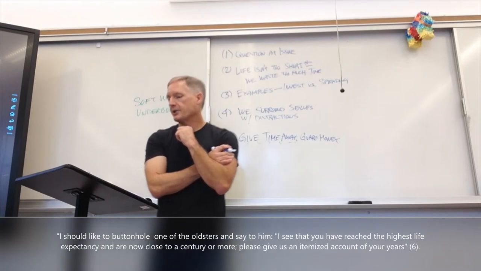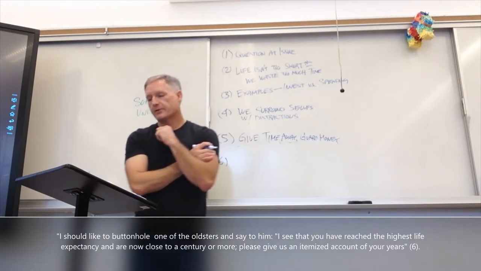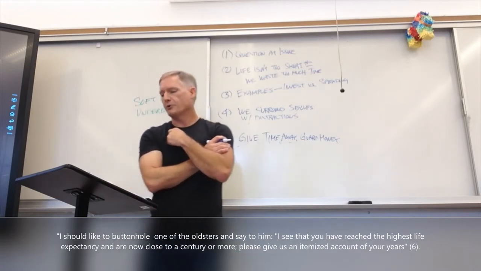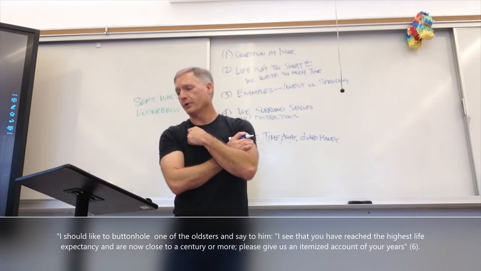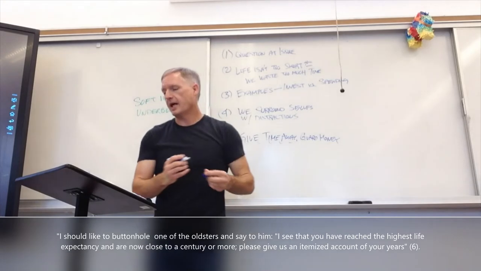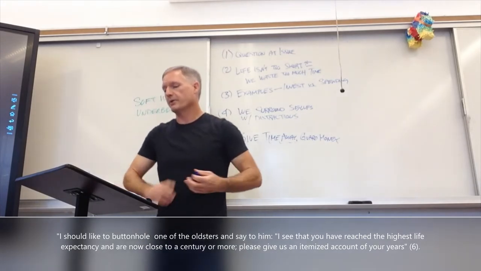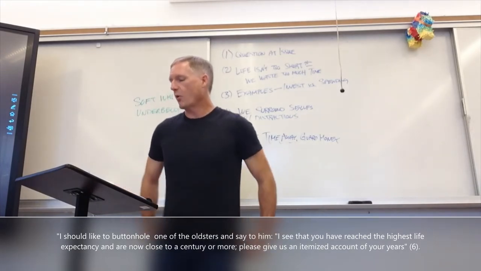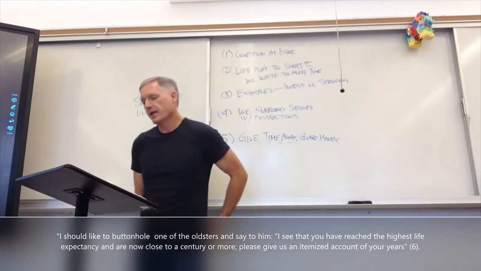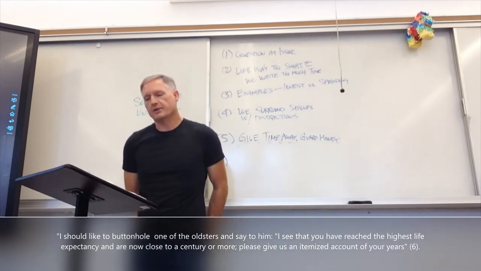I'll just read it. I say that you've reached the highest life expectancy. So you've reached the end of your life. You're now close to a century, or you're almost 100 years old. Please give us an itemized account of your years. Calculate how much of that life was subtracted by a creditor, a mistress, a patron, a client, quarreling with your wife, punishing your slaves, gadding about the city on social duties.